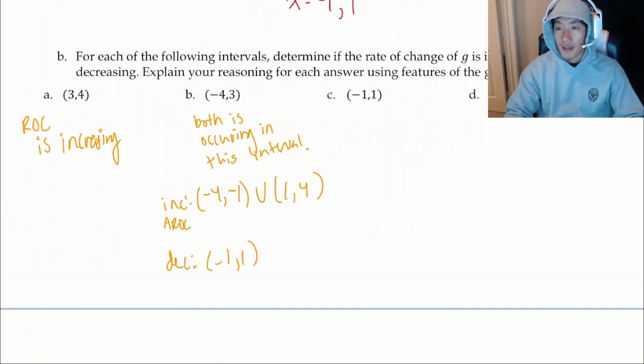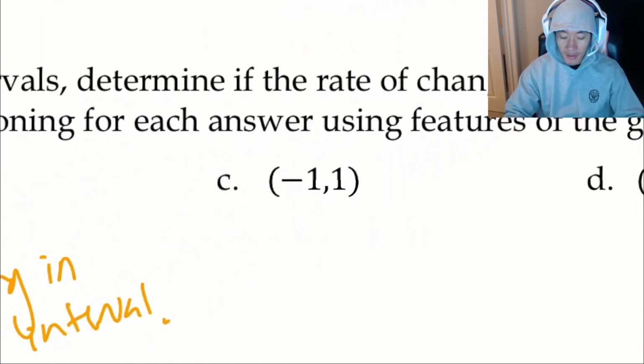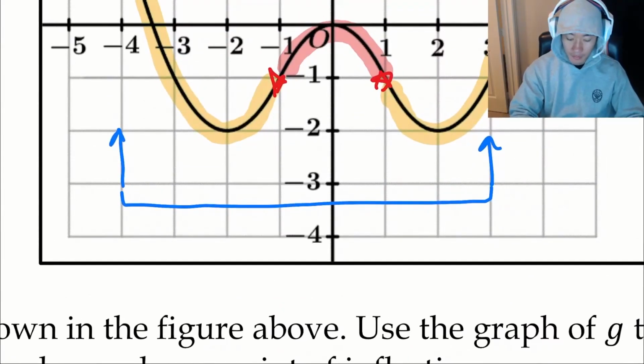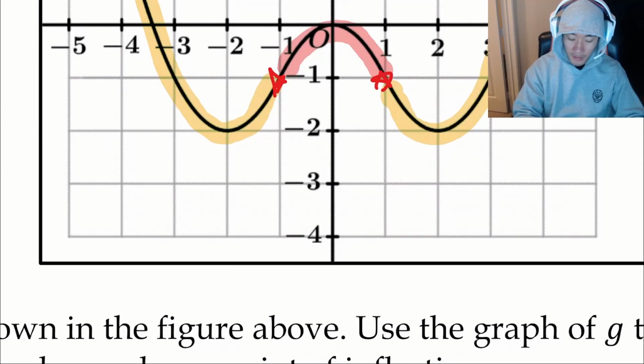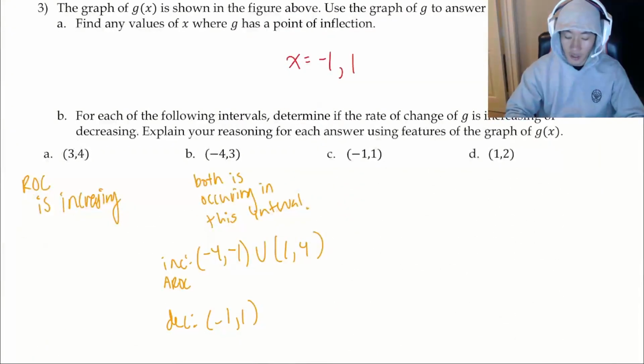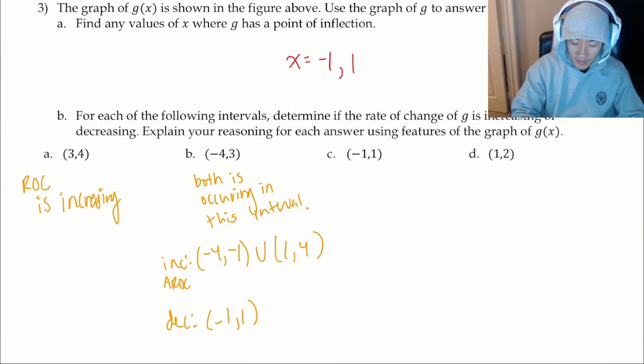All right. Now let's do part C. Now that's saying from -1 to 1. Let's see where that is. So let's adjust our blue arrows. From -1 to 1 is right here to here. And so that's what I have highlighted in red, which we already claimed to be concave down. And by definition of concave down, that area must be a decreasing rate of change. So I would just claim that this one is decreasing.